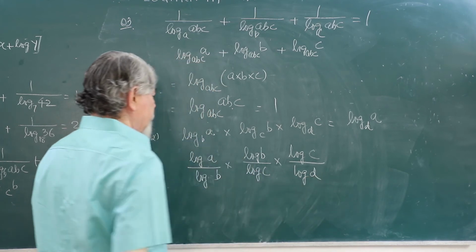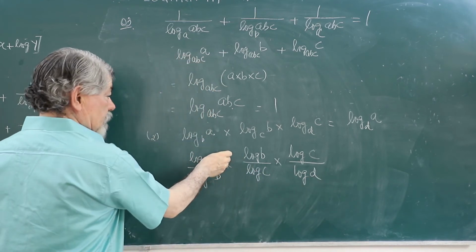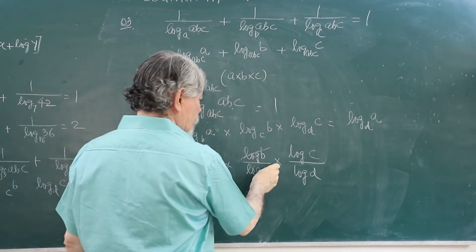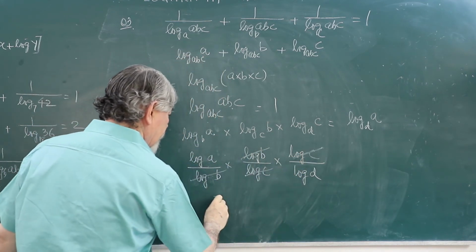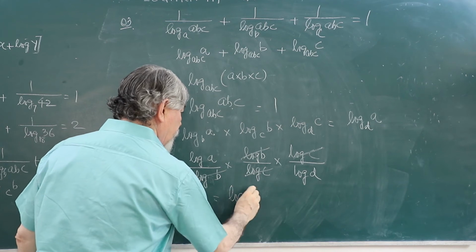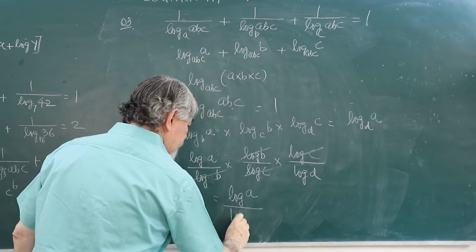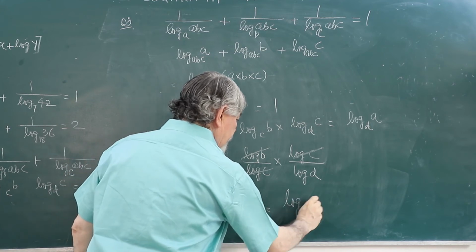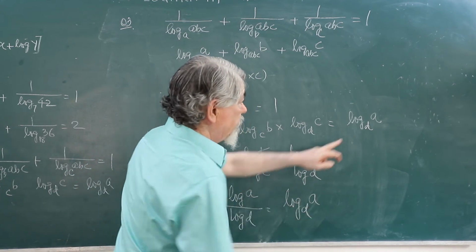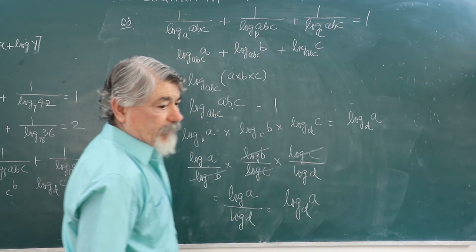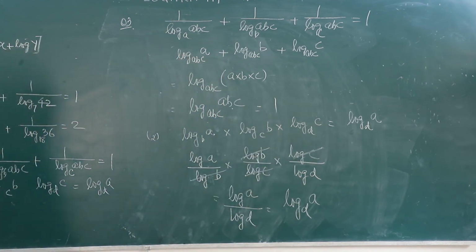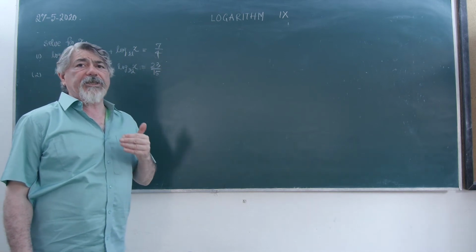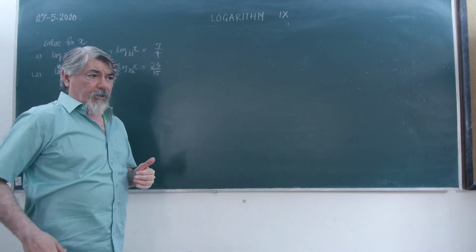Now log A is not cancelling, log B will cancel, log C will cancel. It will be left log A upon log D. That means log A to the base D. We had to prove this only. In most of the questions which we have dealt with, we are talking of the change of the base in case of logarithms.